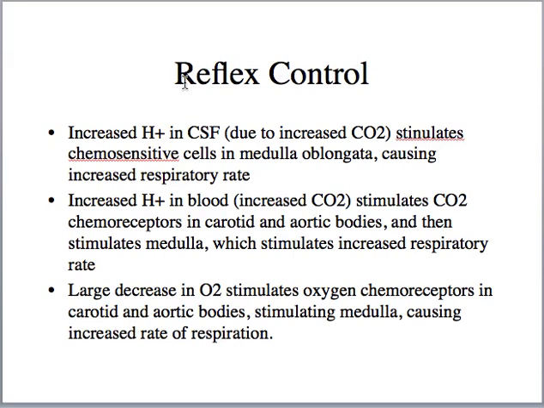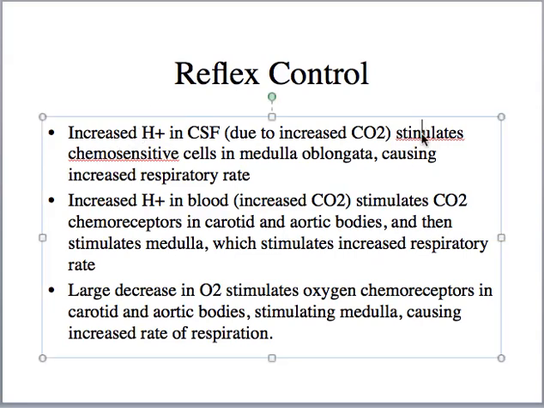Okay, let's look at the reflex control of breathing and what happens with changes in the hydrogen ion concentration in your CSF and in your blood. So we need to think back to what happens here to cause increased hydrogen ions. We know that CO2 levels, when they increase, are going to cause increased hydrogen ions in your CSF. That increased hydrogen ions are going to stimulate, that should be an M, will stimulate the chemosensitive cells in your medulla oblongata that will cause you to have an increased respiratory rate.